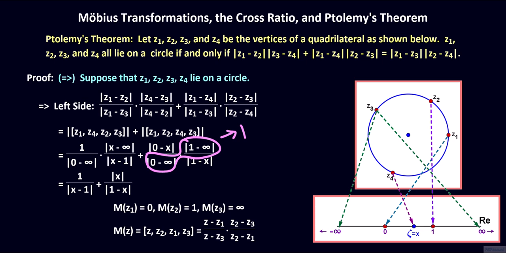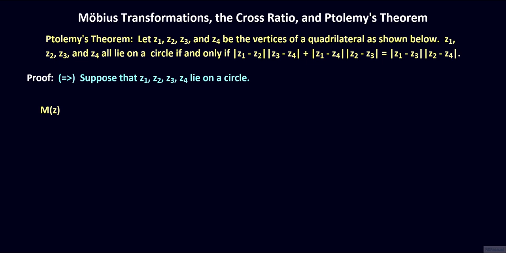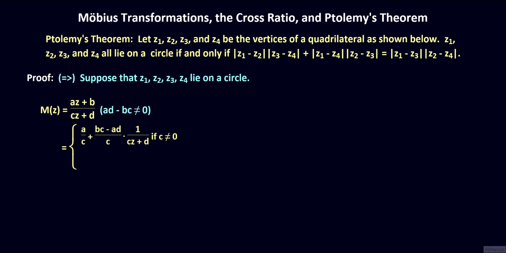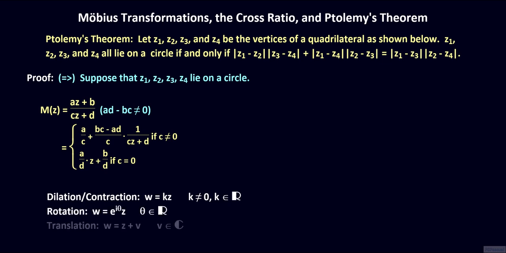At this point, we do a little sidetrack and talk about some pertinent information about Möbius transformations. Every Möbius transformation can be expressed in the form the quantity az plus b over the quantity cz plus d, where a, b, c, and d are complex numbers, and ad minus bc is non-zero. We can rewrite this in this form if c is non-zero, or in this form if c is 0. Now, every Möbius transformation is the composition of a dilation/contraction, a rotation, a translation, and the reciprocal map w equals 1 over z. Take this form for example.